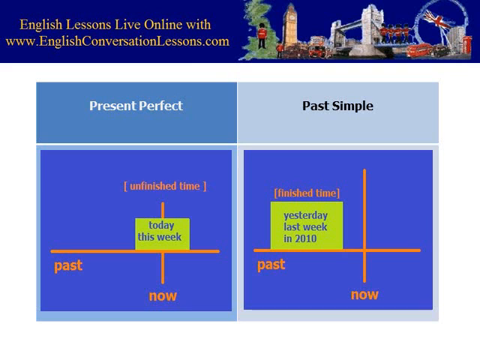So the present perfect we use with unfinished time, whereas on the right the past simple, again we have the past and the now. And you can see the little yellow box is all in the past, so this is a finished time, and we use the past simple with words like yesterday, last week, in 2010. These are all finished times.